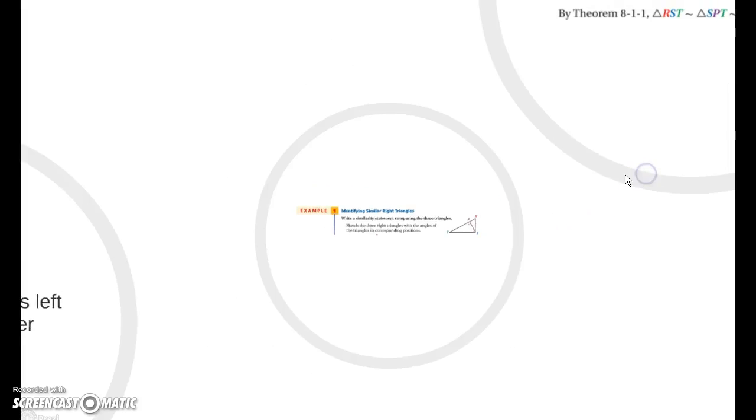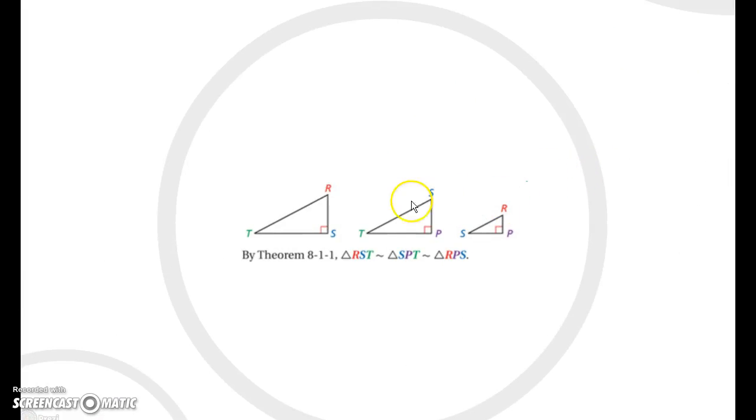So if we want to see what that looks like, we come right over here. And we get triangles RST, SPT, and RPS. And again, angle R is going to correspond with angle S, which of course corresponds with angle R. ST and T, SP, and P, all these angles are corresponding to each other.